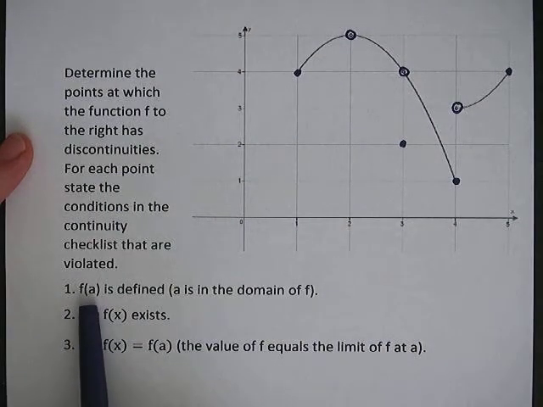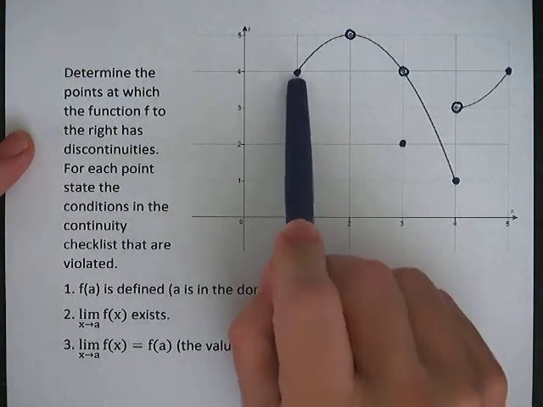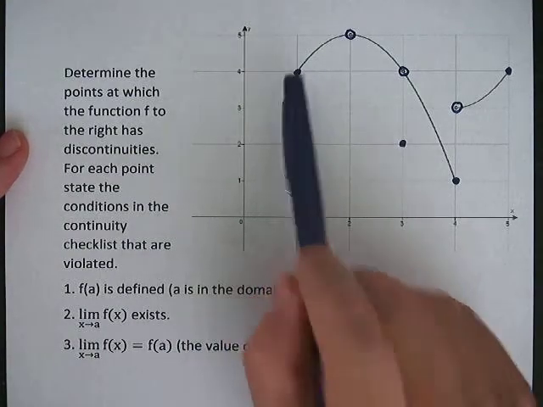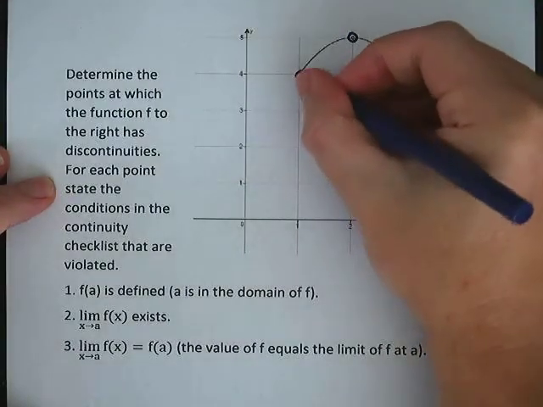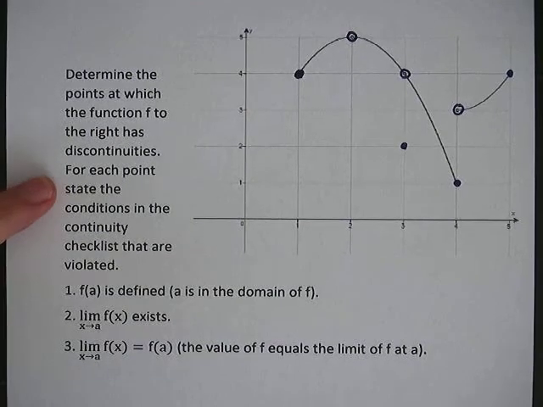So is f of 1 defined? We go here and we look at the graph, and there is a solid dot there, not an open dot. So that means, yes, it is defined. f of 1 is equal to 4. So it is defined. Then the next one says, does a limit exist?